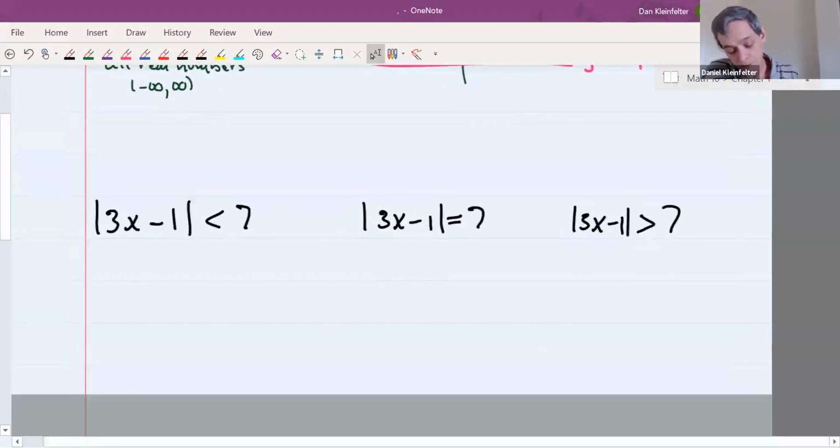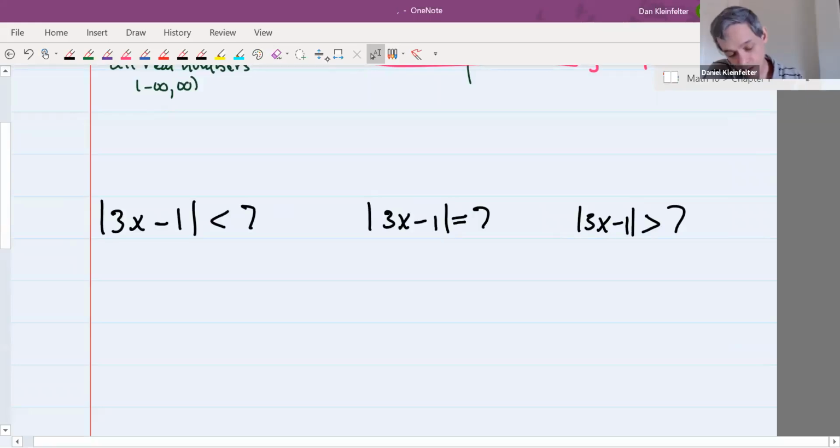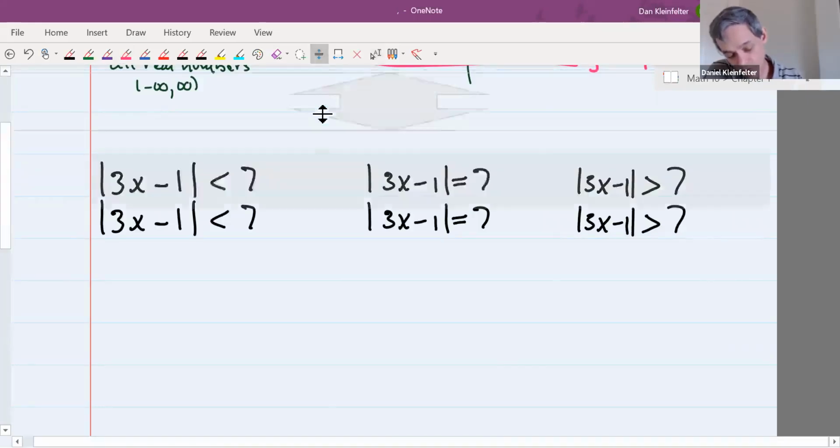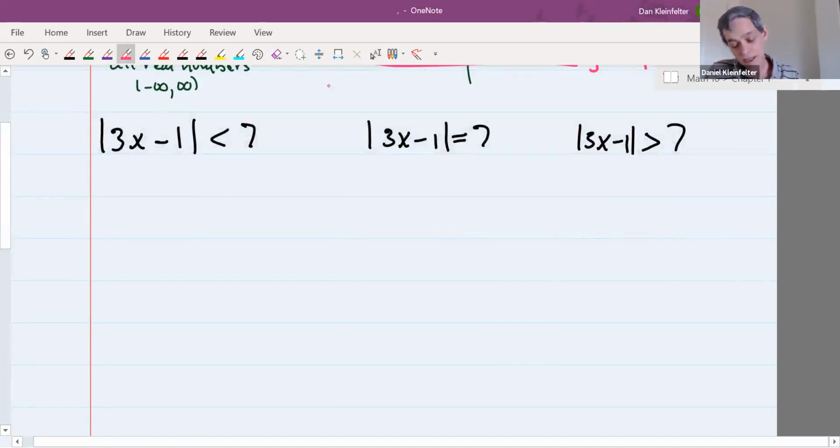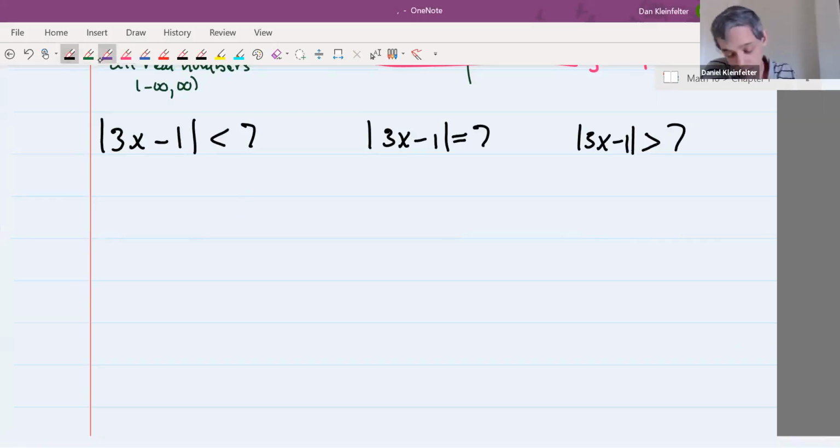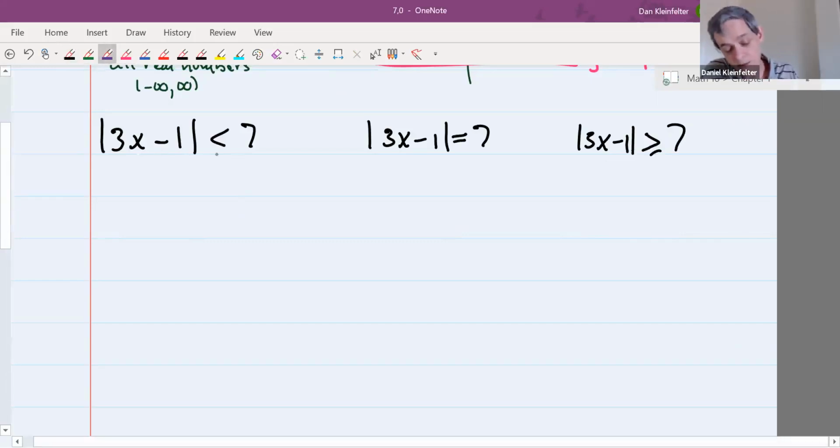Okay, I wanted to do one more of these, and especially relate it to how we did the graph. So let's take a look. We're going to solve each of these the way that we have been. So, absolute value of 3x minus 1 is less than 7. This one was a less than, so it will turn into a 3-part inequality. So we'll have negative 7 is less than 3x minus 1 is less than 7.